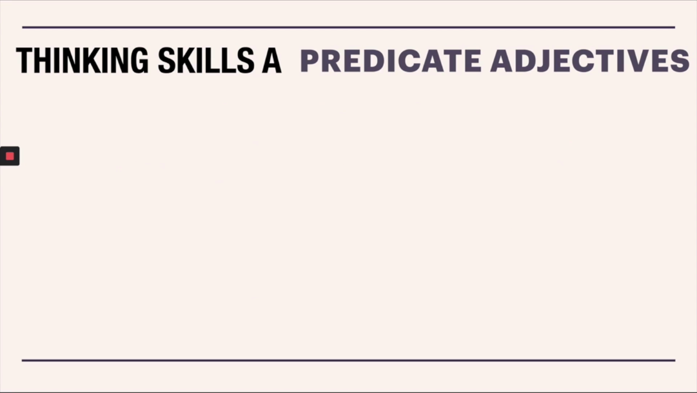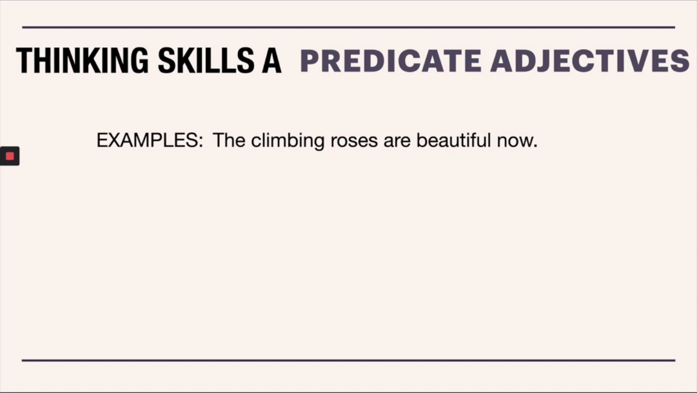All right, let's look at Thinking Skills A. Let's read the directions together. Label the linking verb LV, the subject S, and the predicate adjective PA. Every sentence in this exercise will have a predicate adjective and a linking verb. You must find them and the subject. Let's look at some examples that I made up. The climbing roses are beautiful now.